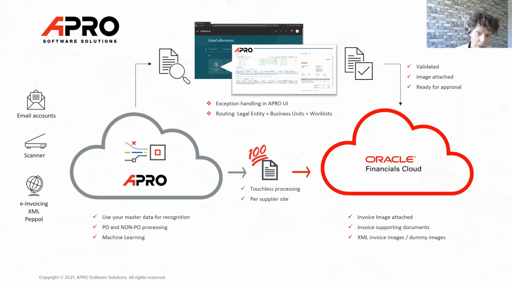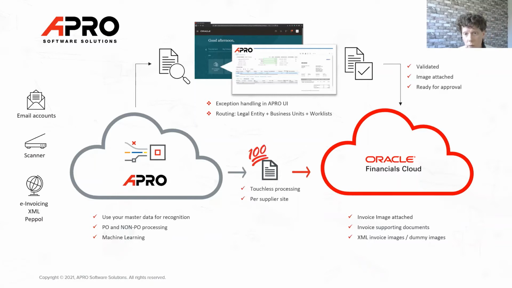And if there is something wrong with an invoice, for example, we could not identify the purchase order, or maybe a bank account number on the invoice does not reflect in your master data, so it's not there, then there are exceptions. And those exceptions, they go into the application itself. So there is a user interface. Users can log into that, and there they can edit invoices, and if they are complete, then they can send them to Oracle.